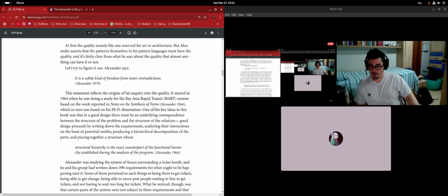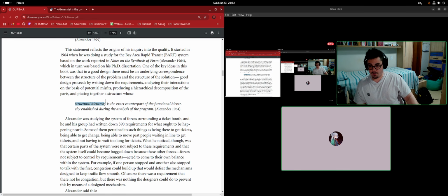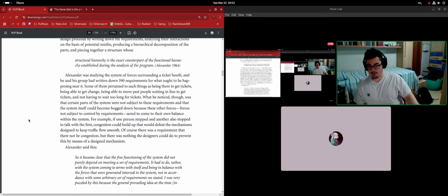But before getting there, I think this is also a good thing. One of the key ideas in this book, Notes on the Synthesis of Form, was that in good design there must be an underlying correspondence between the solution of the problem and the solution of the solution. Good design proceeds by writing down the requirements, analyzing the interactions on the basis of potential misfits, producing a hierarchical decomposition of the parts, and piecing together a structure whose structural hierarchy is the exact counterpart of the functional hierarchy established during the analysis of the program. So the pieces fit perfectly among each other. You have a problem and you have a solution, and you feel that the solution is perfectly fit for the problem at hand.